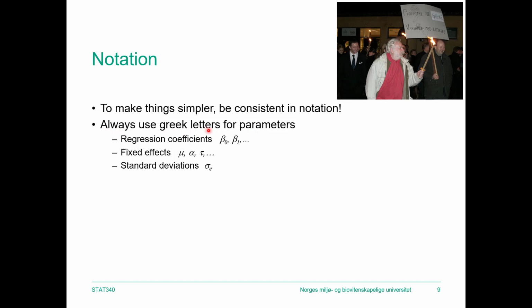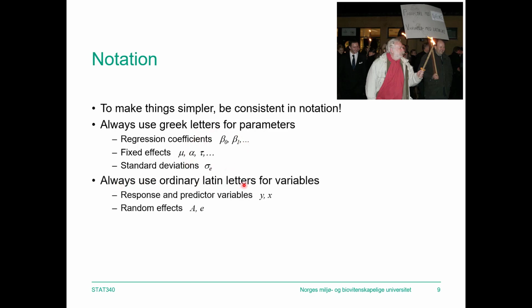Always use Greek letters for parameters. And what are parameters? They are regression coefficients, so that's why we use the Greek betas. I don't know why beta is used, but that's a convention, I think. Or the fixed effects in ANOVA models or ANCOVA models, mu, alpha, tau, whatever, Greek letters, right? Or the standard deviations, and that's sigma with some subscript usually, right? All these are parameters, and therefore I always try to use Greek letters.